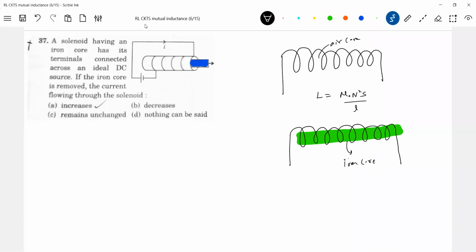So what is the mu r value for iron? It will be around 2 lakhs. It means the self-inductance, if I bring an iron core, will increase by 2 lakh times. Now what is the self-inductance? It will become mu r mu naught n square S by L.